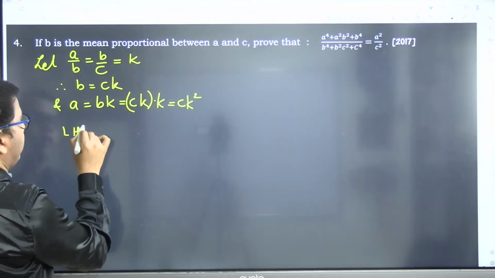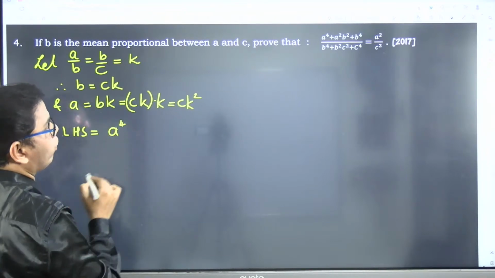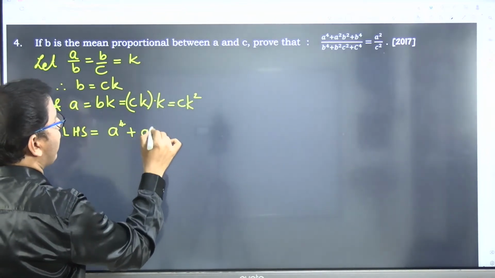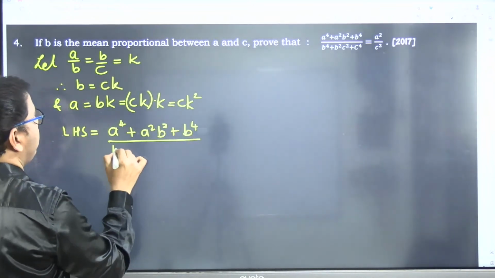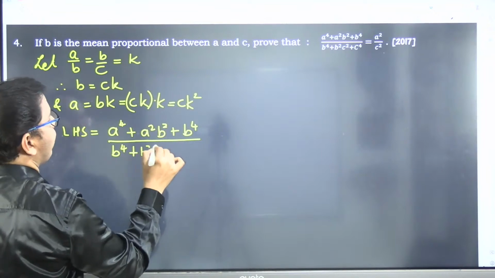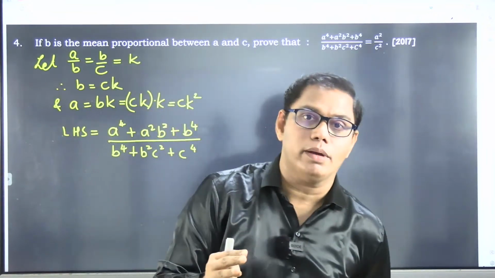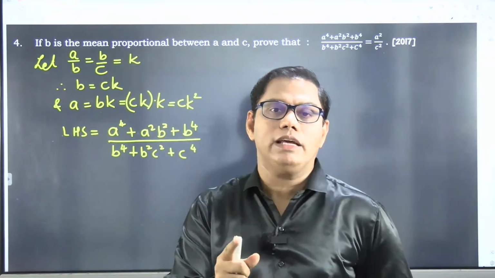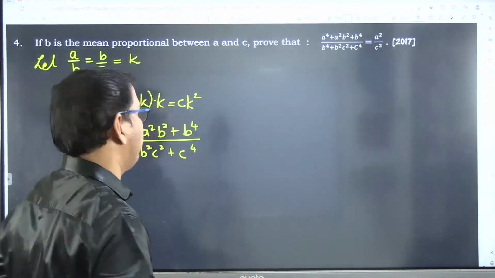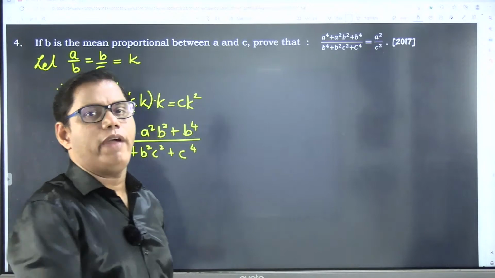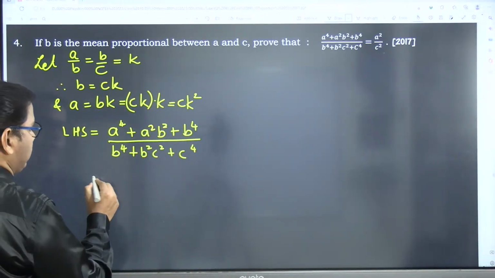Now come to left hand side. Left hand side is A raised to power 4 plus A square B square plus B to the power 4, upon B to the power 4 plus B square C square plus C raised to 4. I tell you there is another method to solve this, but believe me, the K method is the easiest method. You will not find an easier method than this. And in this entire chapter we are going to use only one method, that is the K method.